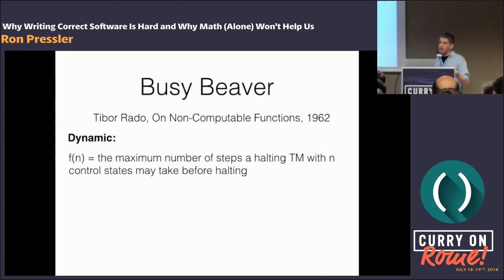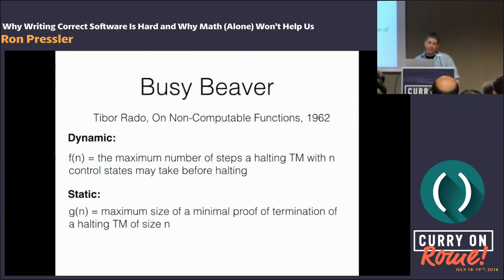Now, not only is f not computable, any function that is known to be greater than f for all n is also non-computable, because that would give us an upper bound on the number of steps a halting machine takes, and we can apply the same procedure and solve halting. So f is greater than all computable functions.